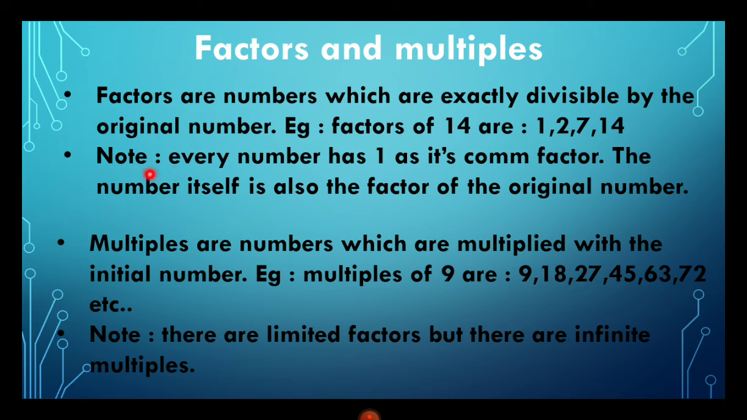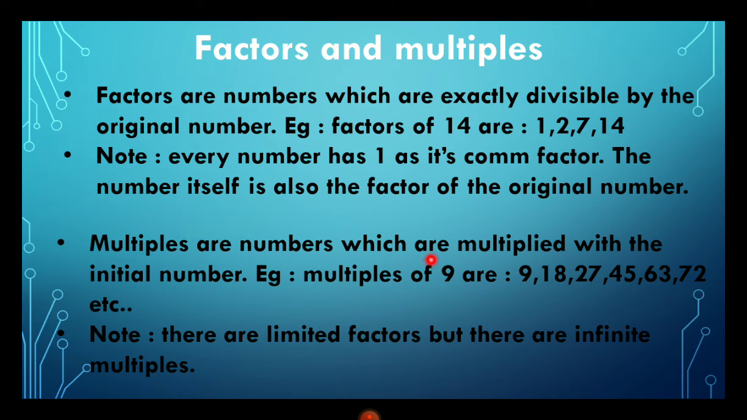Okay. Now one thing you need to note, that every number has 1 as its common factor. So 14 also has 1. 3 also has 1. 1 also has 1. 1 has only one factor, which is 1. And the number itself is also a factor of the original number, as 14 by 14 gives 1. Any number divided by the number itself gives 1, and any number divided by 1 gives the number itself. Okay.